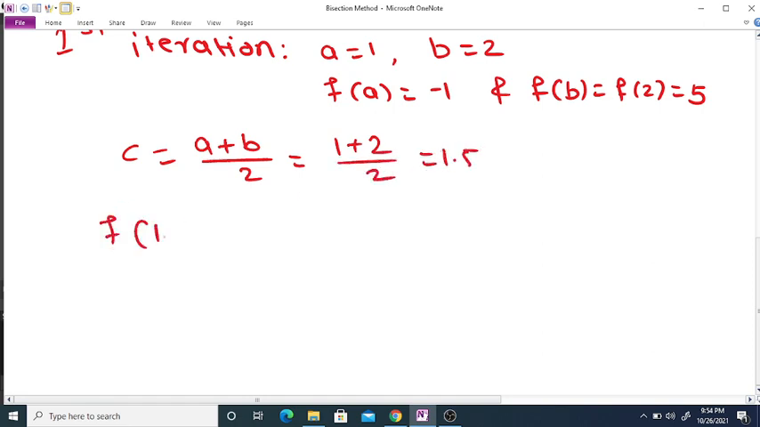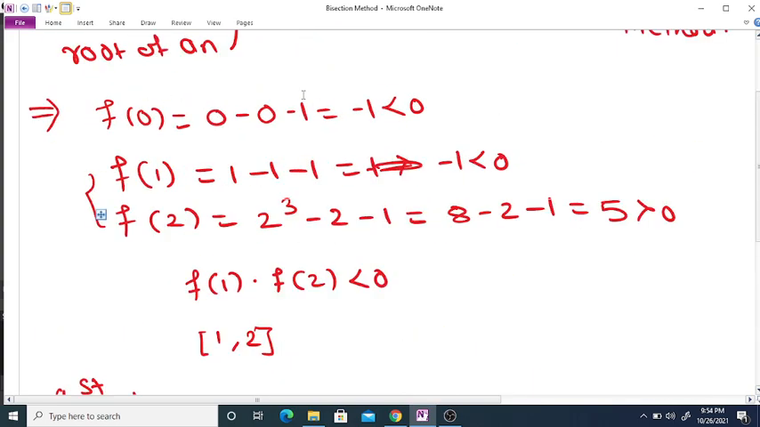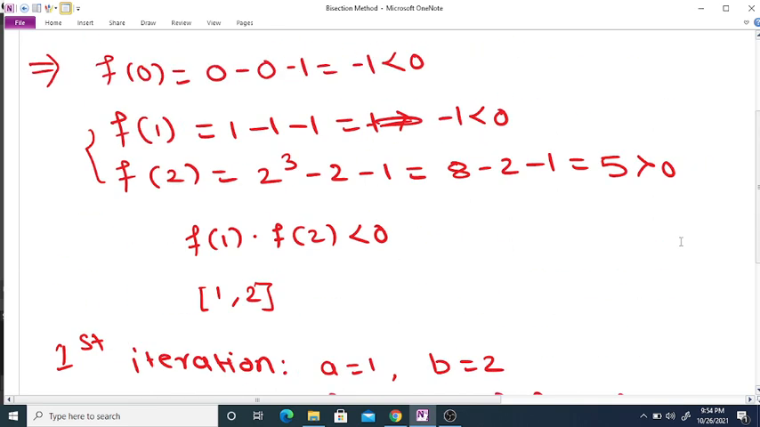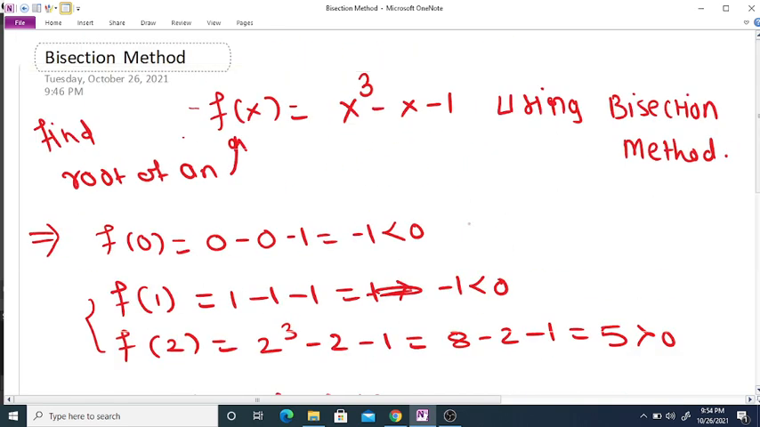So, f of 1.5 is equal to 1.5 raised to 3 minus 1.5 minus 1. Here f of x is equal to x cube minus x minus 1, so in place of x we put 1.5. So, it is 1.5 cube minus 1.5 minus 1, which is equal to 0.875. Here we want to determine the root of this equation correct up to 2 decimal places.